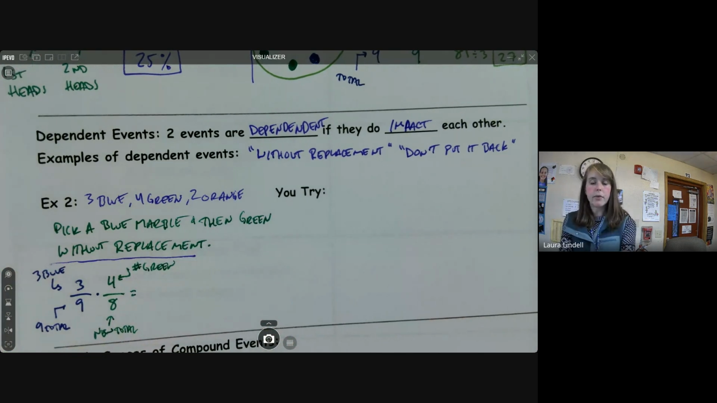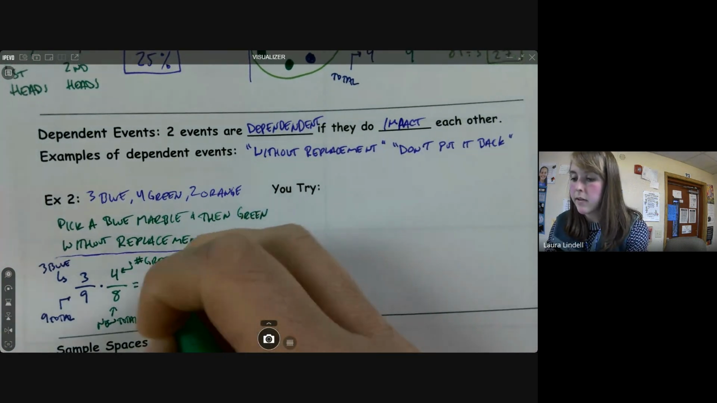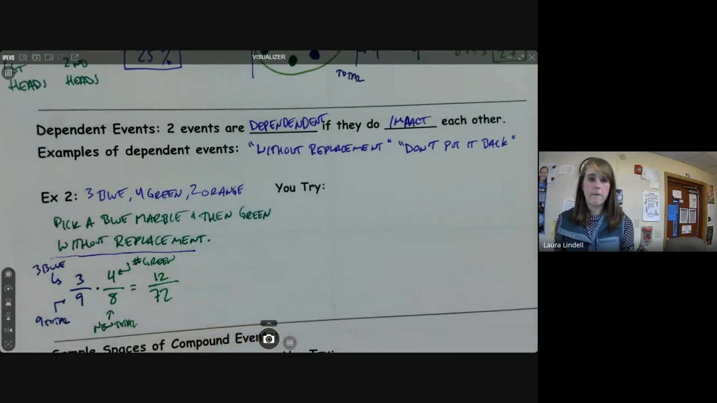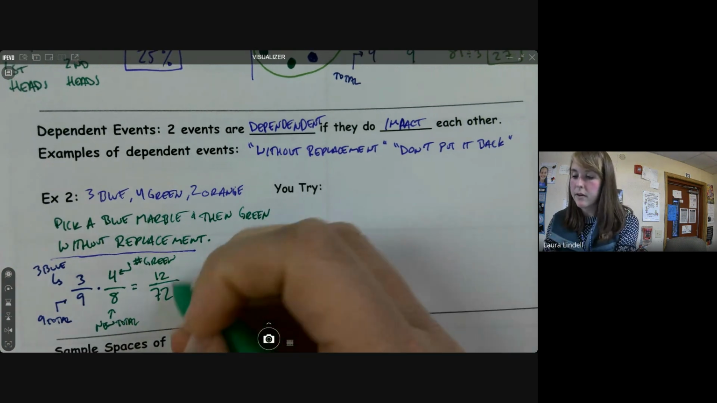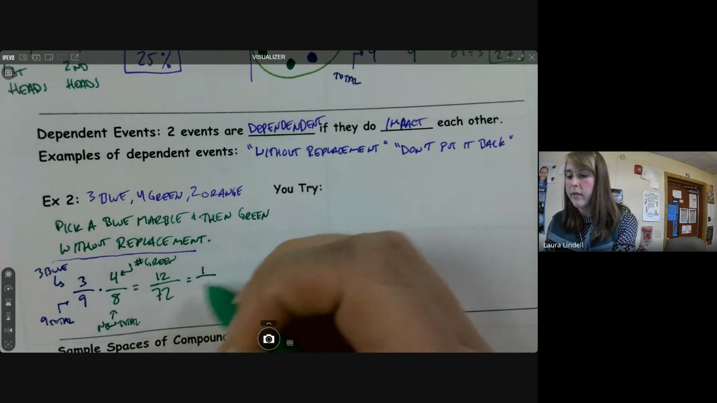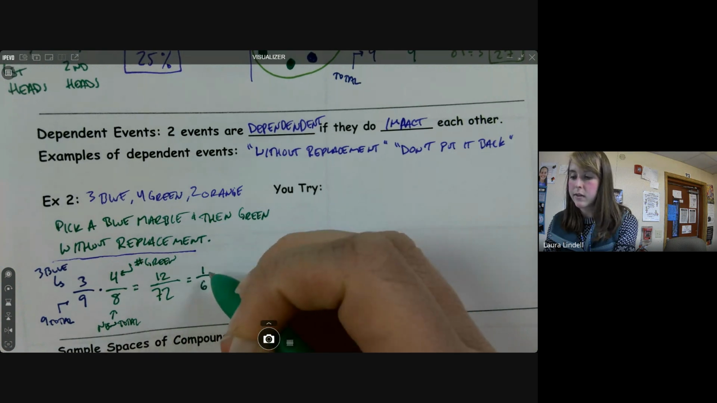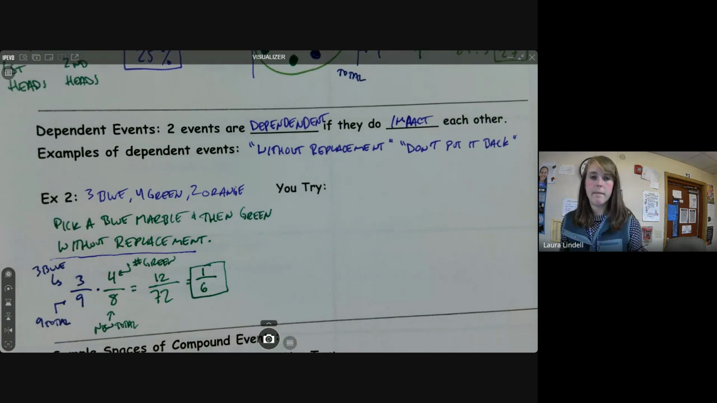So now we can go through and multiply. It works the same way. 3 times 4 is 12. 9 times 8 is 72. There's our fraction this time. And this one also reduces. Both of these are divisible by 12. 12 divided by 12 is 1. 72 divided by 12 is 6. So our probability is 1 over 6. Okay. So that's how it works when we're doing it without replacement. There's less marbles the next time you go to pick one.